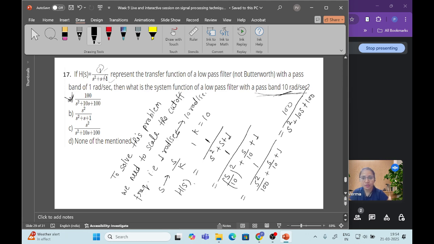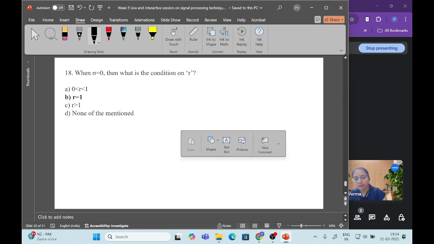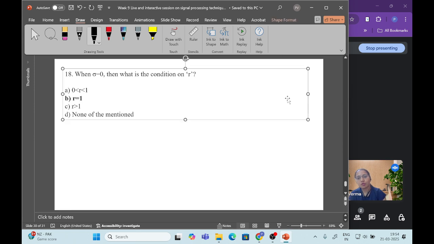Now moving to the next question. The question is: when sigma is equal to 0, then what is the condition on R? To solve this question, it is an S domain to Z domain conversion question.